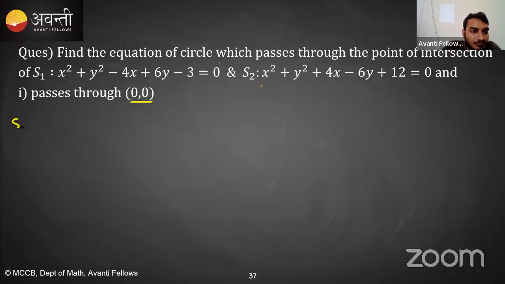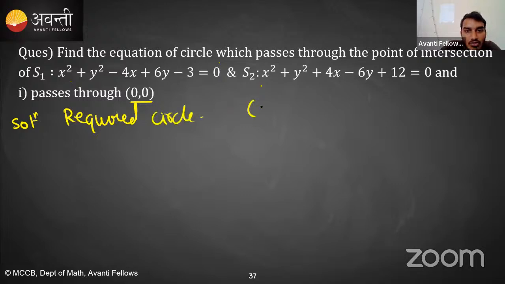So first of all, what will we assume as the required circle? The required circle is S1 plus lambda times S2 equal to 0, right? And I have already mentioned this point in the straight line: whenever there is a chance of using the family of circle or family of line, one of the most important applications is that in the numerical you will only see one unknown, lambda. That's why solving the equation becomes very easy.